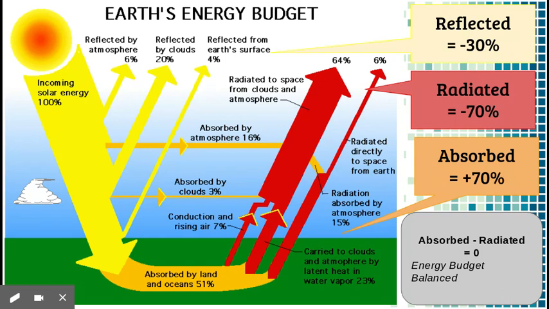It has kind of a cycle effect: it comes in, is absorbed, and then radiates back out. On the side here, it talks about reflected. That's the stuff that never even makes it to the Earth. Of what comes from the sun, 70% is absorbed by the Earth, and that 70% is radiated back out. So when we have this situation, the energy budget is balanced. That just means that the energy we get from the sun goes back out, everything is equal. That's a good thing.